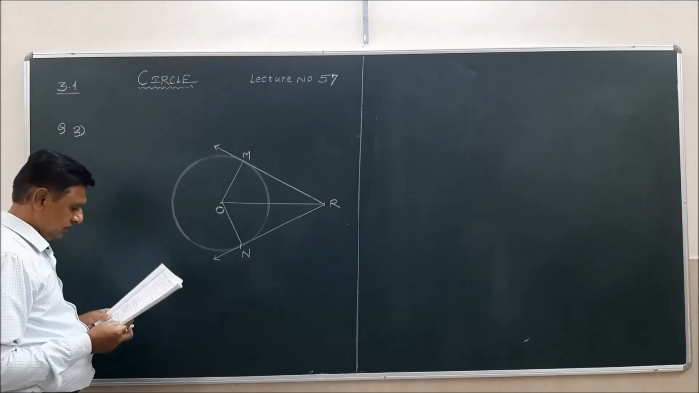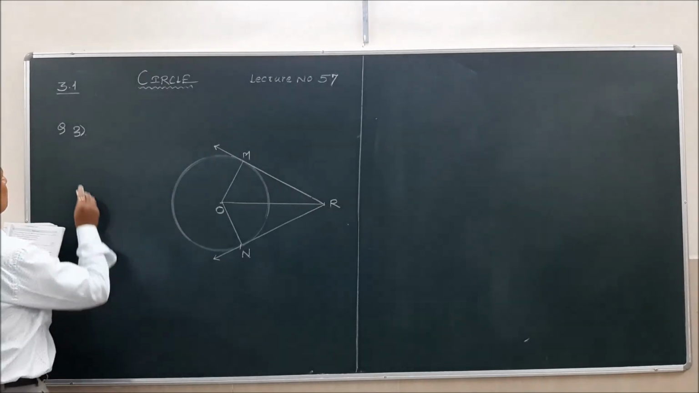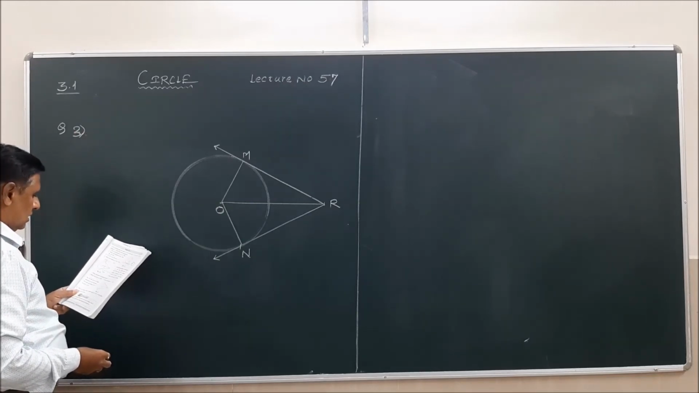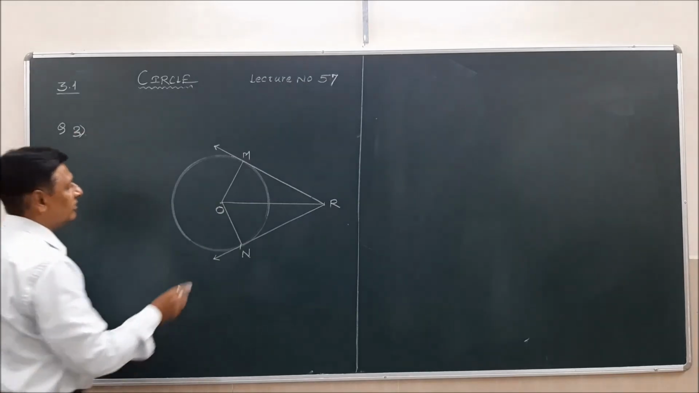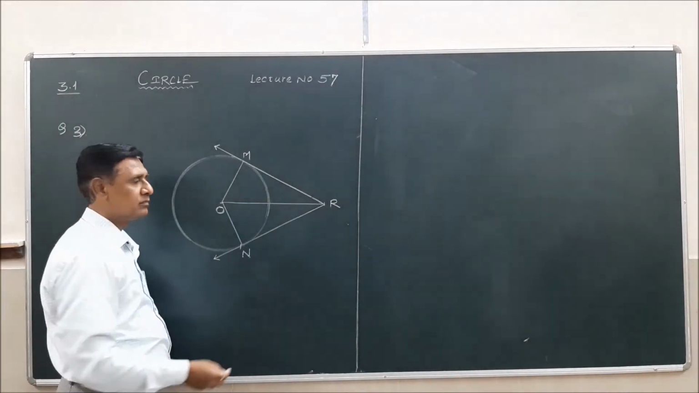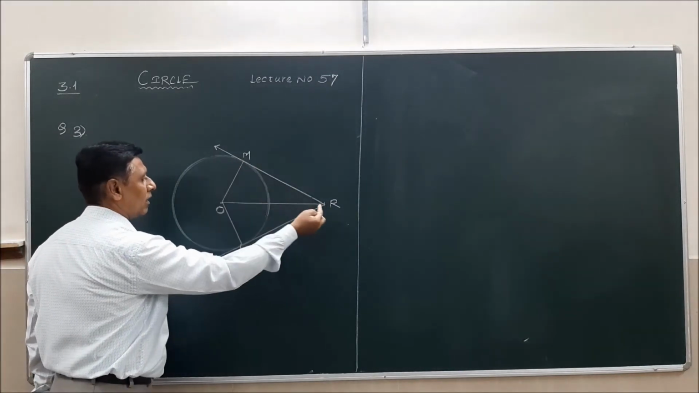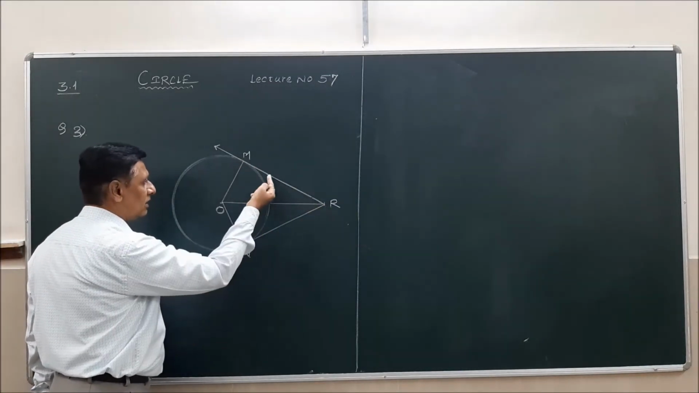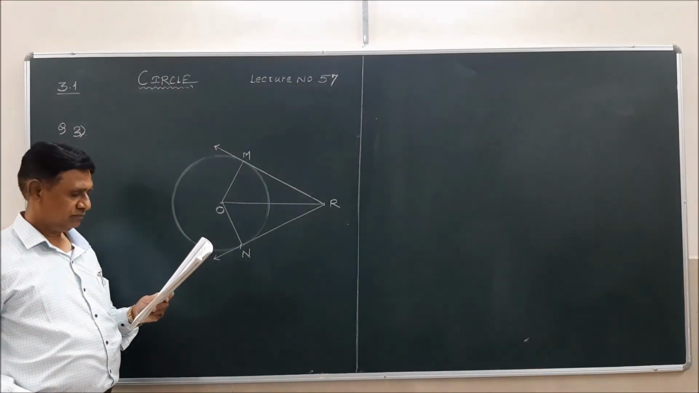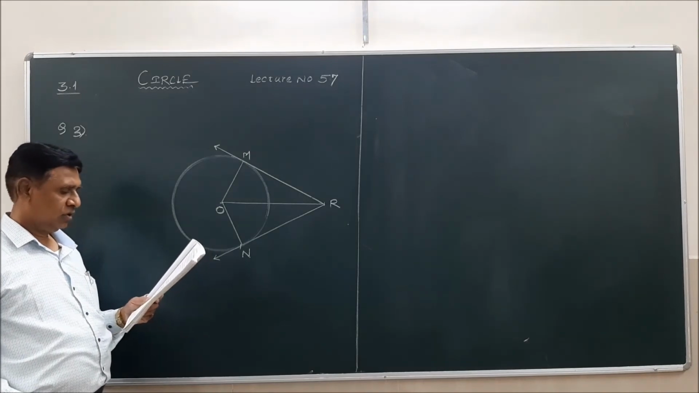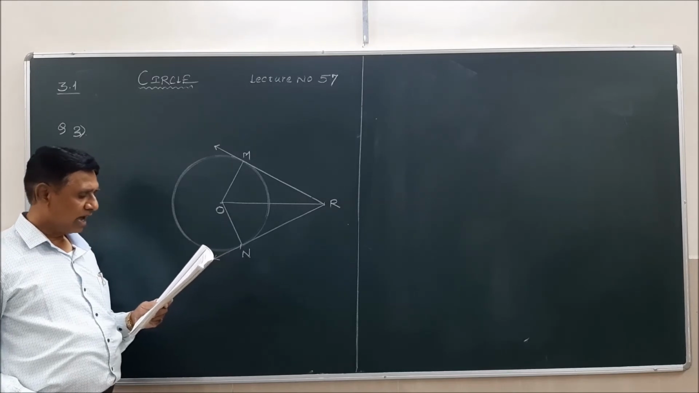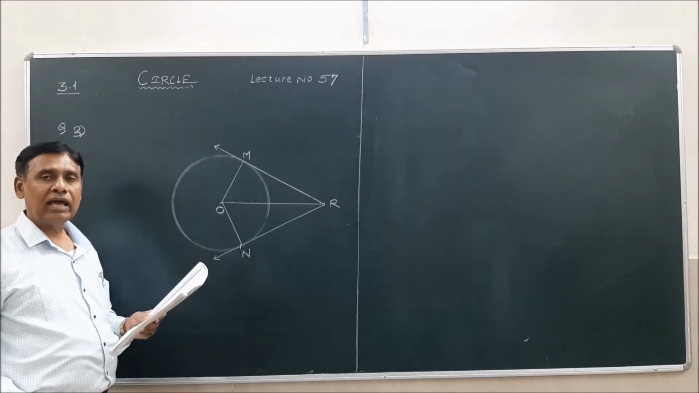I am reading this question. RM and RN are tangent segments of a circle with center O. O is the center of a circle. RM and RN are tangents drawn to the circle from point R. Prove that OR bisects angle MRN as well as angle MON.